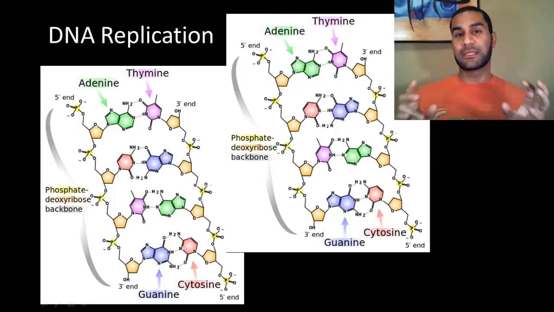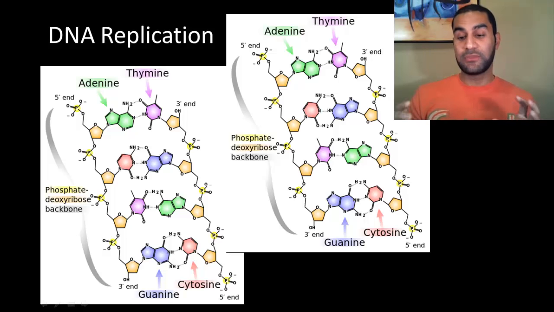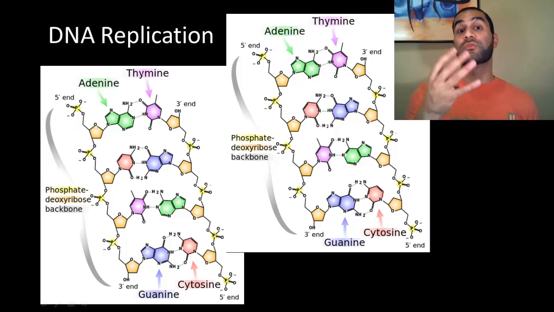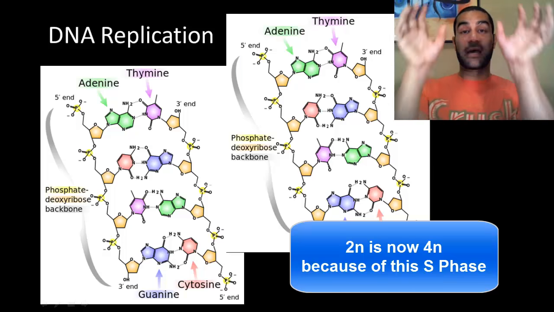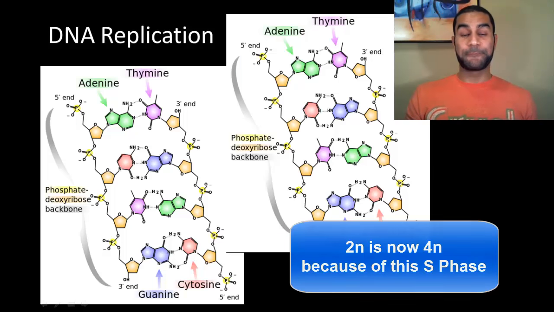We're now right back to where we started, except we're doubled. We have two of the exact same DNA lines by the time this is all said and done, which means our 2N actually turned into 4N. So instead of having one full line of DNA, we now have two full lines of DNA.